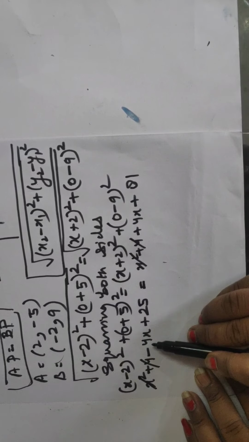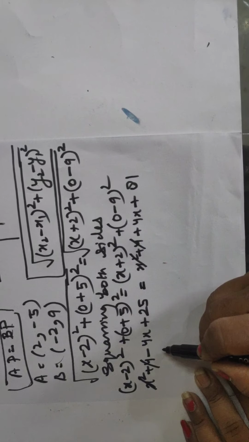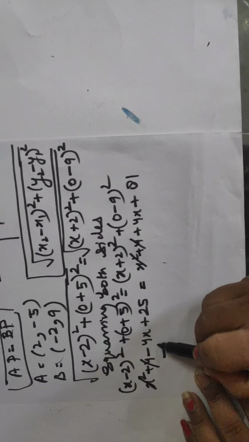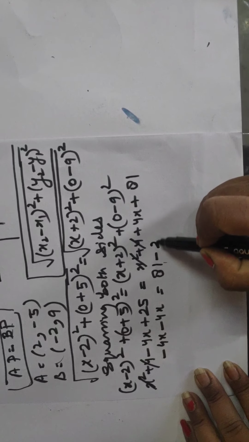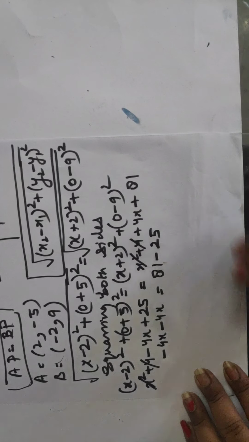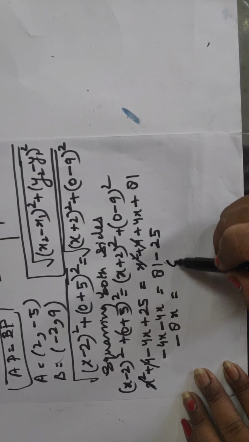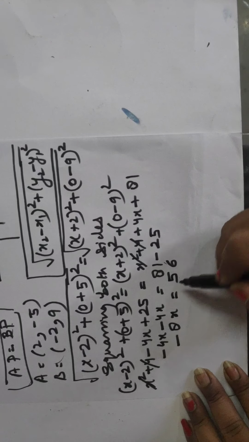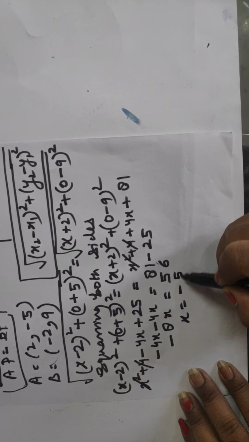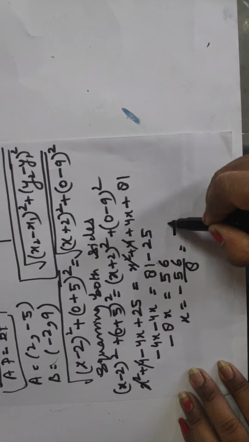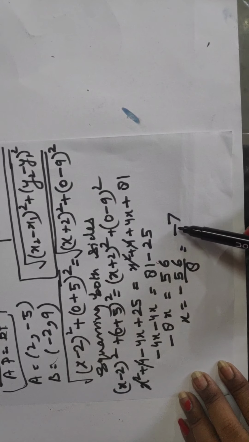Yes, so we will take this 4x to the left hand side and this 25 to the right hand side. So minus 4x, it will also become minus 4x, that is equal to 81 minus 25. Yes, now this will become minus 8x, that is equal to 56. So x is equal to minus 56 upon 8, that is equal to minus 7. Yes, so we have got this value of x only.